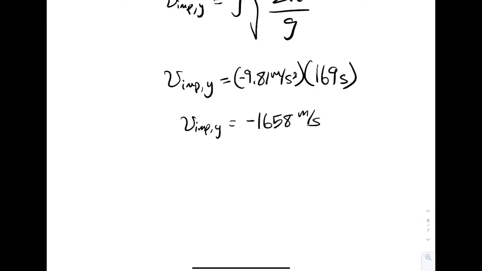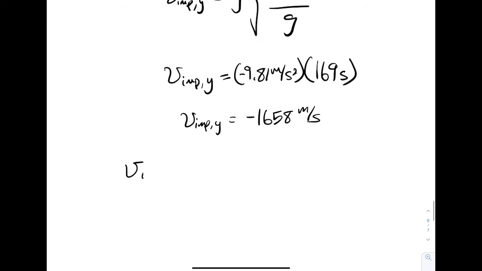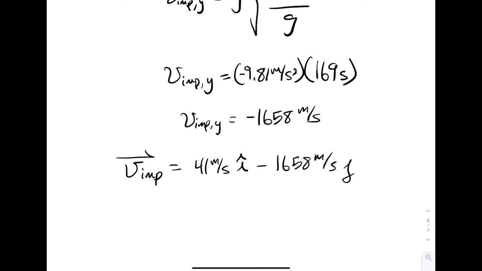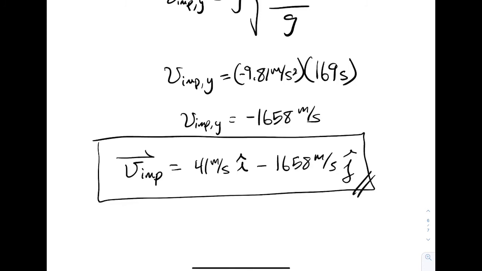So now we can put all this together, of course. V impact is equal to 41 meters per second in the x direction minus 1658 meters per second in the y direction. And this is enough to be a final answer.